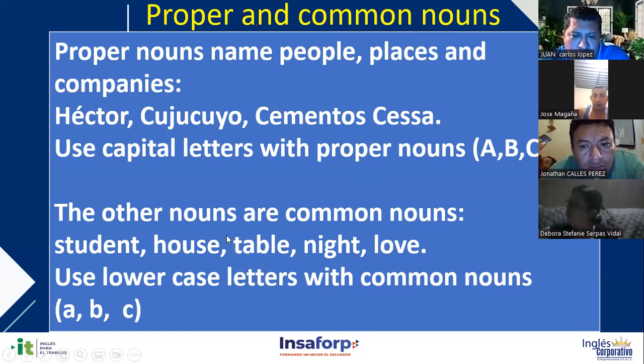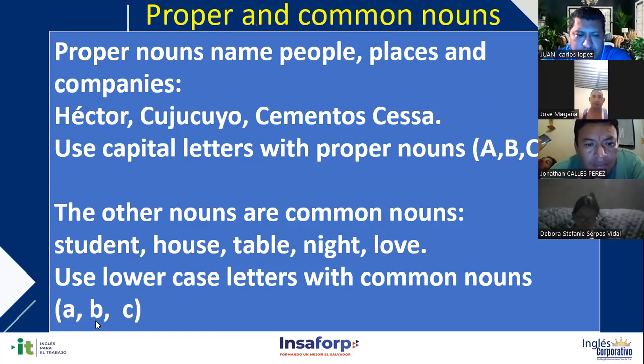They are common nouns. Student, house, table, night, love, etc. In this case, we use lowercase. Lowercase, right? With this noun, we use the lowercase. So it's, for example, a, b, c, like this. Look, student, usamos minúscula, right? Minúscula. Okay, so again, proper nouns and common nouns. Tenemos los nombres propios y los nombres comunes. Okay, good. Let's continue.